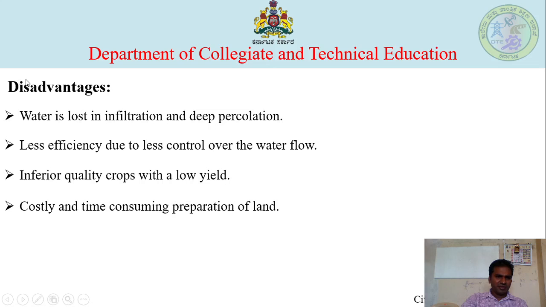What are the disadvantages of surface irrigation? Water is lost in infiltration and deep percolation as well as evaporation. Less efficiency due to less control over the water flow. Inferior quality crops with low yield. Costly and time consuming in preparation of land or field.